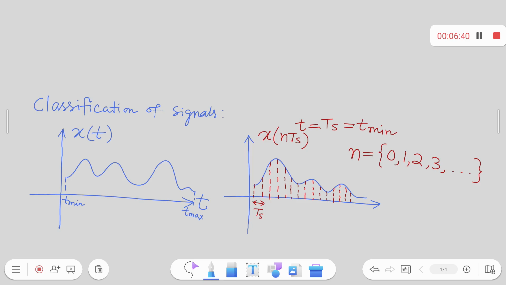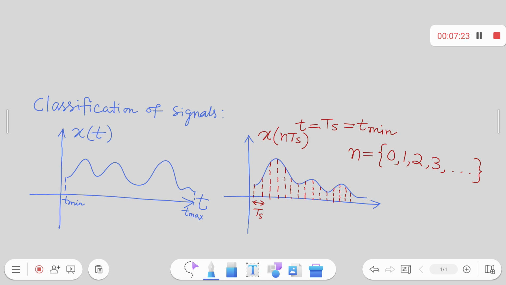Previously, we considered the signal defined for all values of time, from t min to t max. Suppose t min is equal to 0, t max is equal to say 5 milliseconds. So from 0 to 5 milliseconds, the signal is defined for all values of time. Now we are digitizing, or segregating, this time axis from 0 to 5 milliseconds. Say the difference Ts is equal to 10 microseconds. Then we have altogether 500 samples. 1 millisecond means 1000 microseconds, so with Ts equal to 10 microseconds you have 100 samples in 1 millisecond, and in 5 milliseconds you have 500 samples.